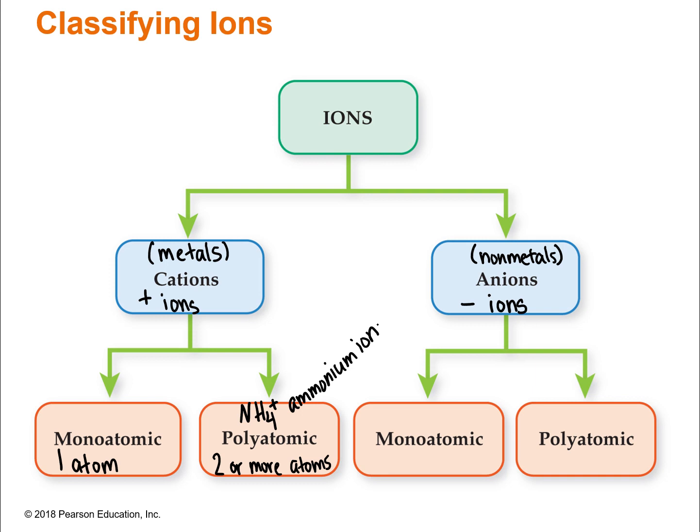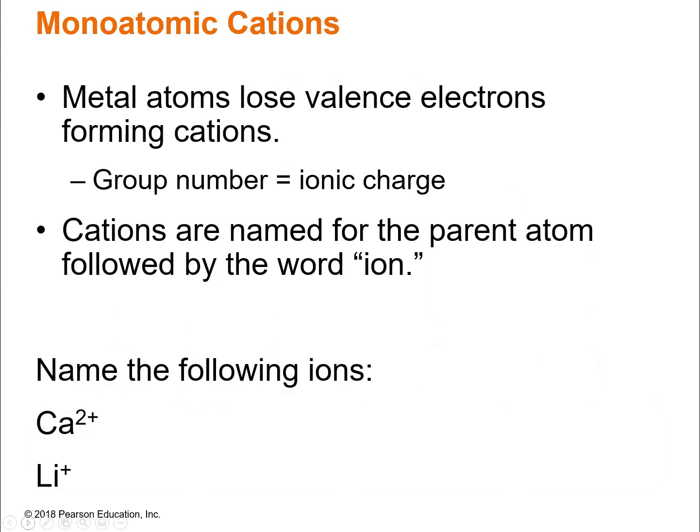This is another good flowchart to have in your notes. So we're going to go over each of these categories one by one, so you can make your flowchart along the way. We're going to start with the monoatomic cations. The first couple of things are review. Metal atoms lose their valence electrons to form cations. That's review. The group number, and we're talking about, sure, I can go back.